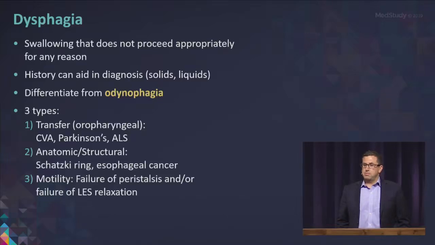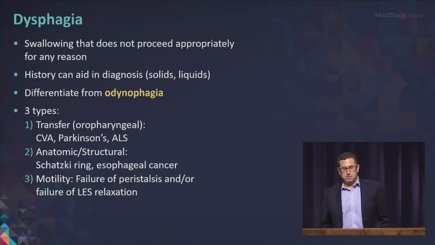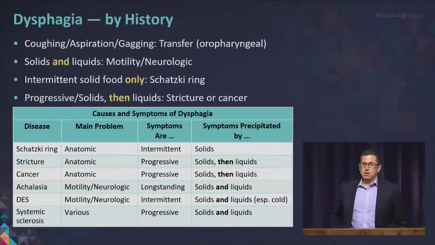There are really three types of dysphagia. There's transfer dysphagia, which is oropharyngeal, and that's seen in neurological conditions like stroke and Parkinson's. And then there's anatomical issues like a Schatzki's ring or cancer. And then there's motility, which is a peristalsis issue and/or failure to relax the lower esophageal sphincter. So history is really important when making these distinctions.